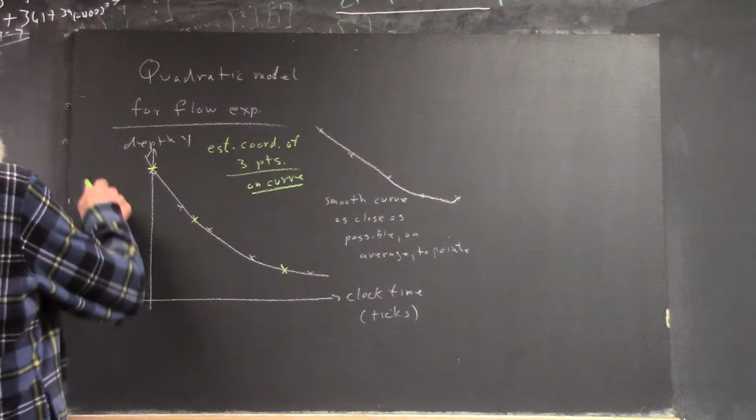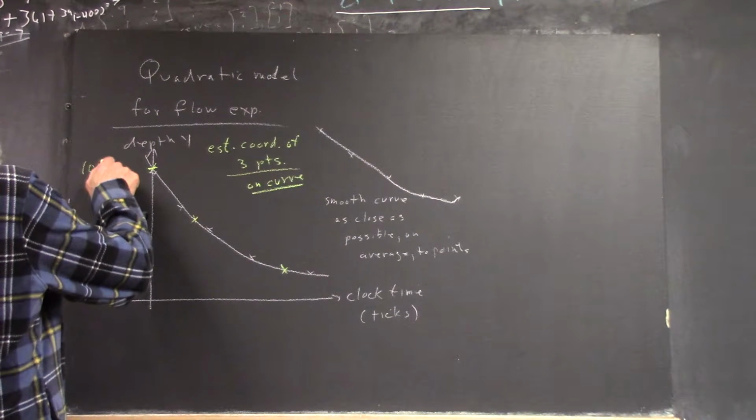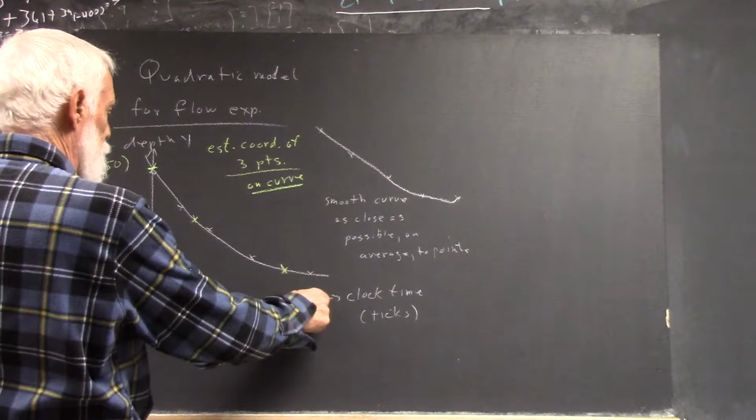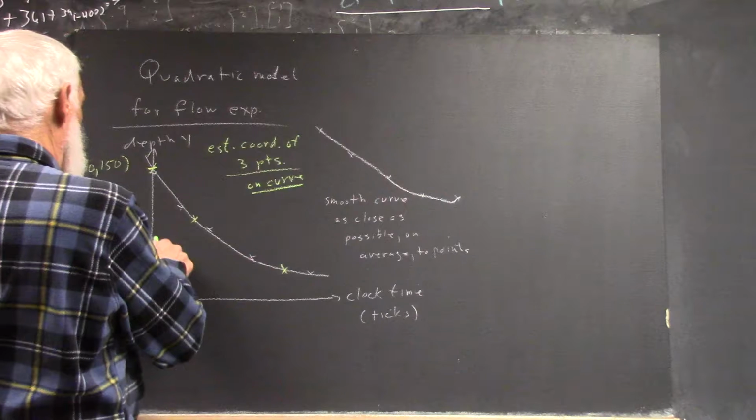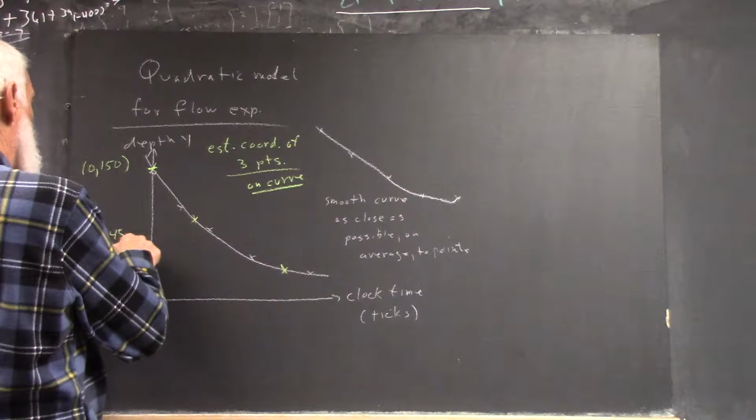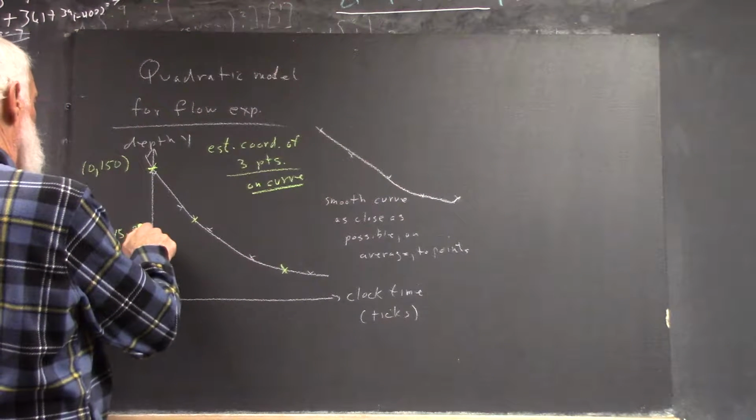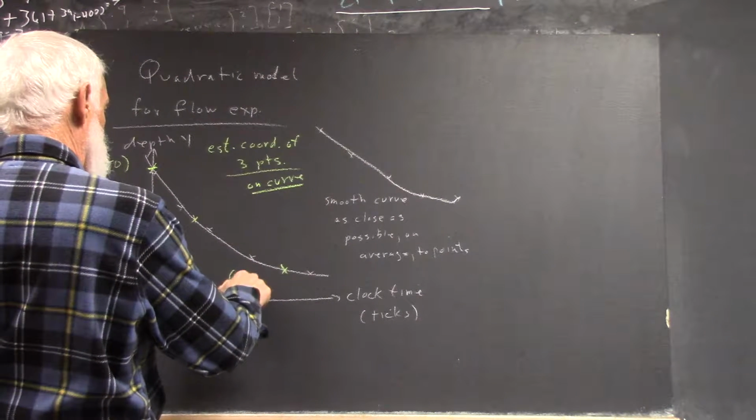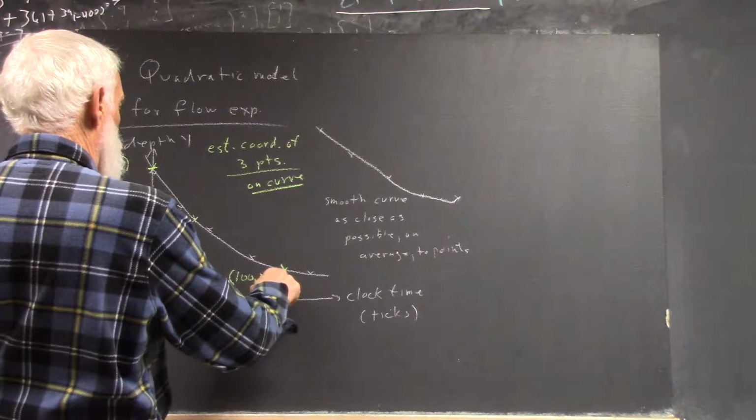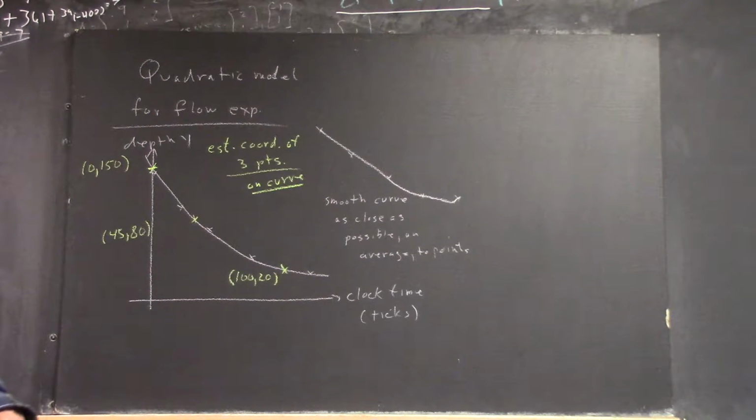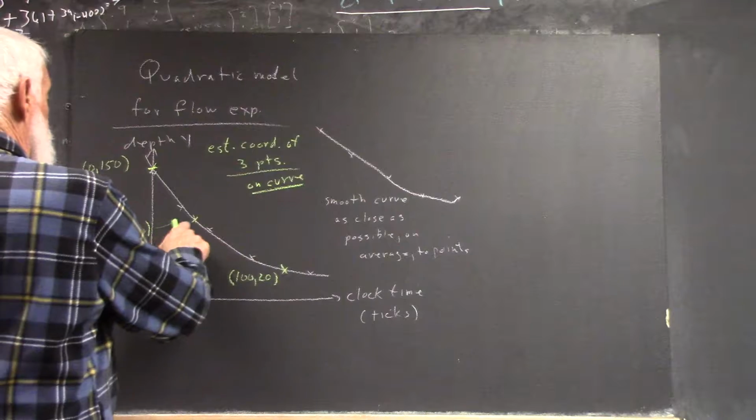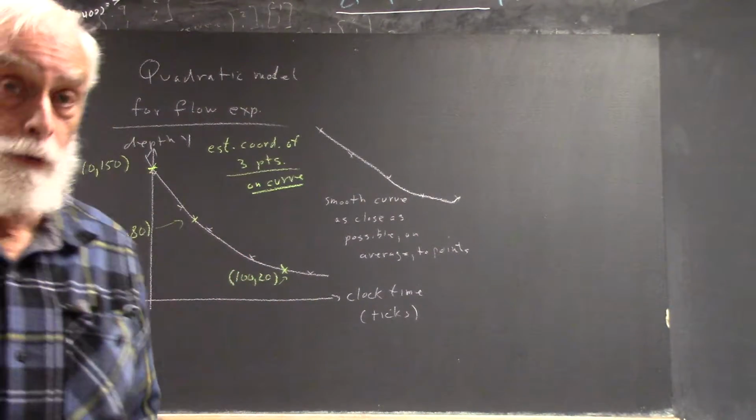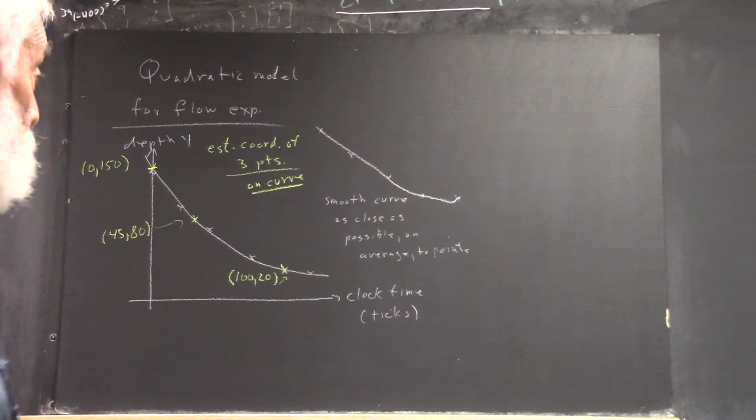So let's say this point is 0, 150. And this point, let's say this goes out to about 45, 80. And let's say this is 100, 20. Okay? After you've drawn your graph and done all this, you can easily make those estimates. You're pretty good at doing that. Okay?